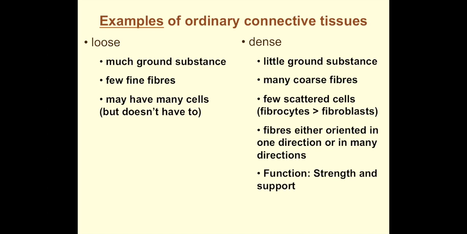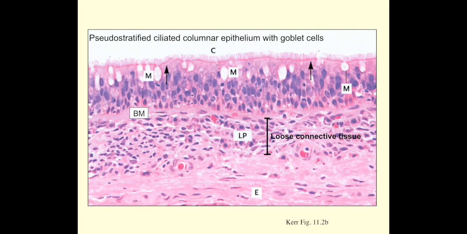So going back to loose connective tissue, it may have many cells, but it doesn't have to. Here we've got a micrograph of a pseudostratified ciliated columnar epithelium with goblet cells. This is from the trachea. And if you look beneath that, where we've got the loose connective tissue, labelled LP in this diagram, we can see lots and lots of nuclei. There are lots of immune cells, lots of these transient cells coming into this region.